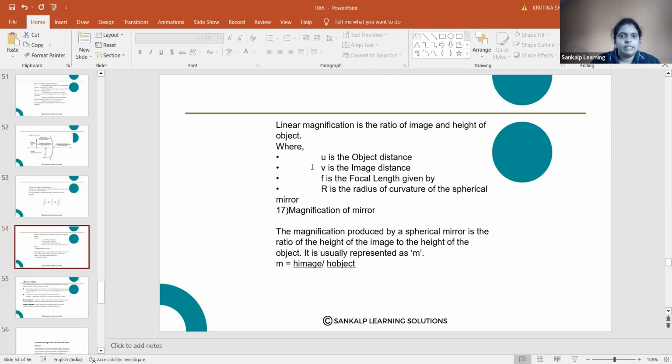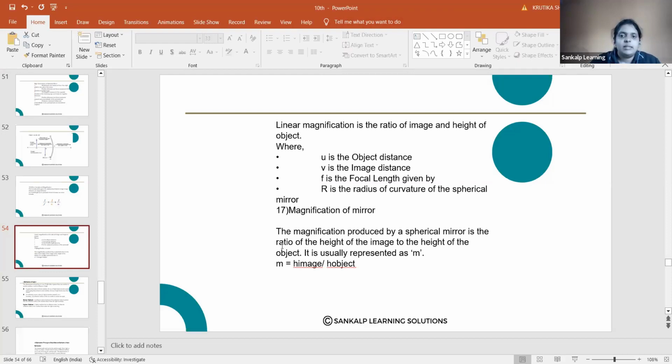Here it is written: object distance is U, image distance is V, F is the focal length, R is the radius of curvature. Here we have one more definition, called the linear magnification. What is linear magnification? How much magnified an image you are getting by using the mirrors or the lenses, that is called the magnification.